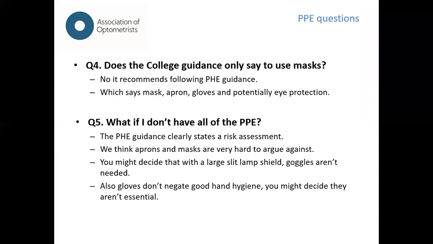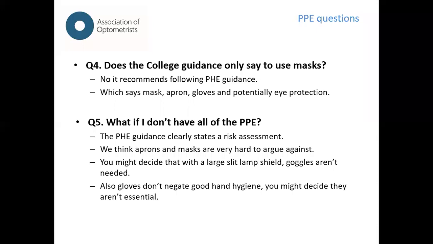People have also asked, does the college guidance say to only use masks? And they've clarified that actually just today. I think it was this afternoon, but no, it doesn't. It recommends following the public health guidance, which says mask, apron, gloves, and potentially eye protection. The potential is quite important because people then say, well, what if I don't have all of the PPE? What if I've got some of it? And the guidance does say that a risk assessment should be done.